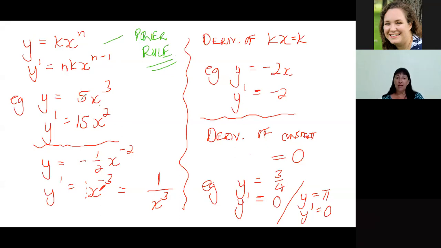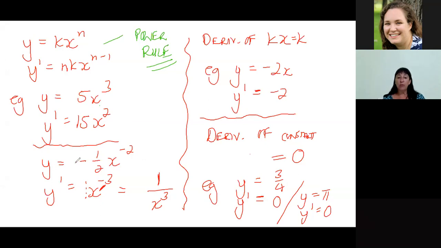So 3 times 5 is 15. X to the, and we subtract 1 from the power. 3 minus 1 is 2. Okay, power forward, 3 times 5, 15, x to the 3 minus 1 is 2. And that is in its absolute simplest form. There's nothing else you can do to simplify something that looks like that.